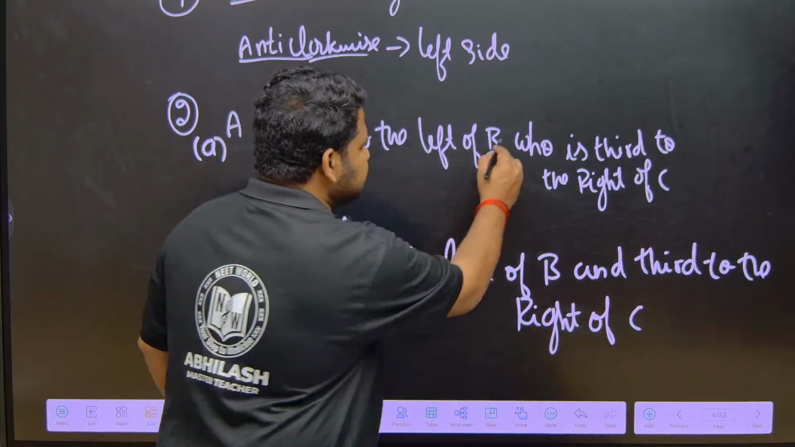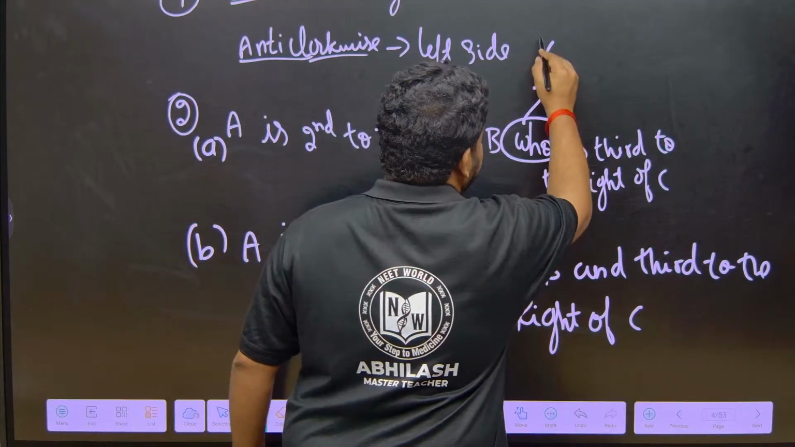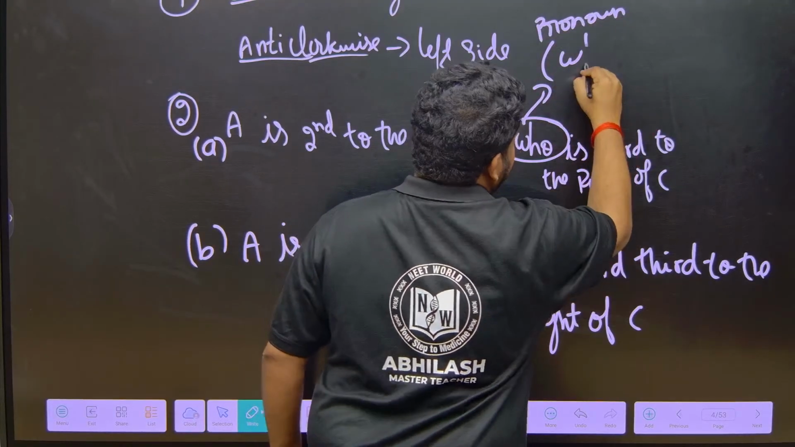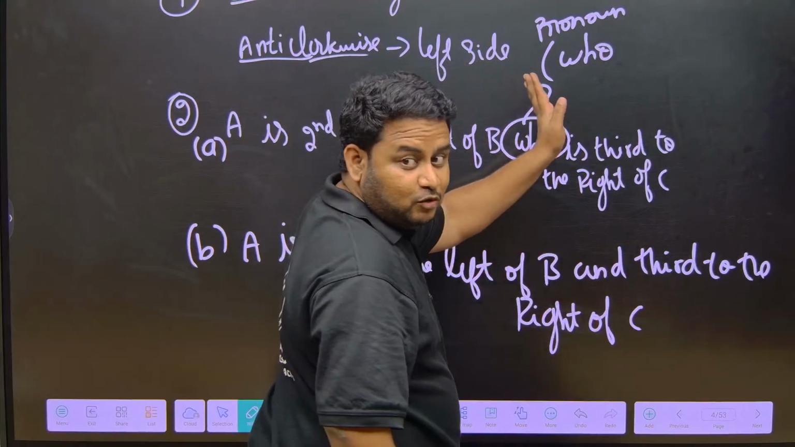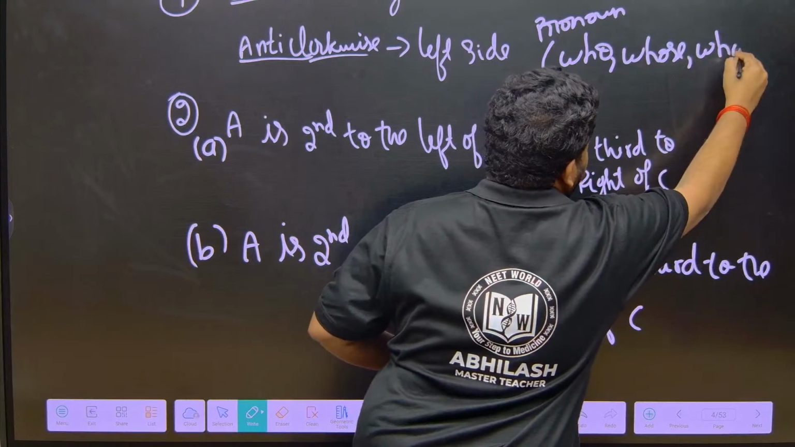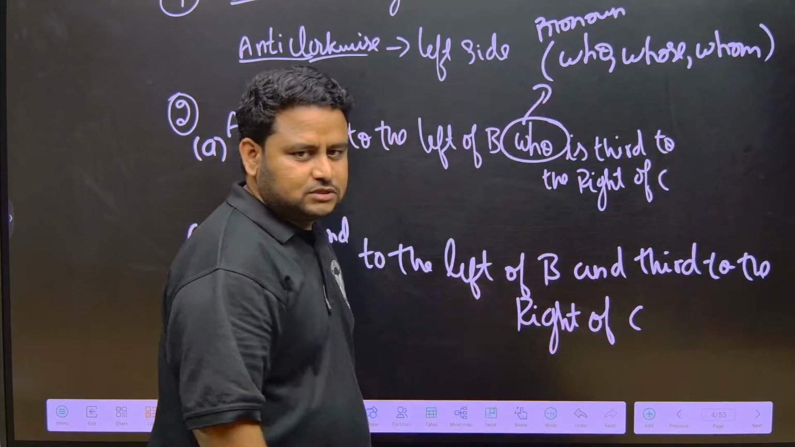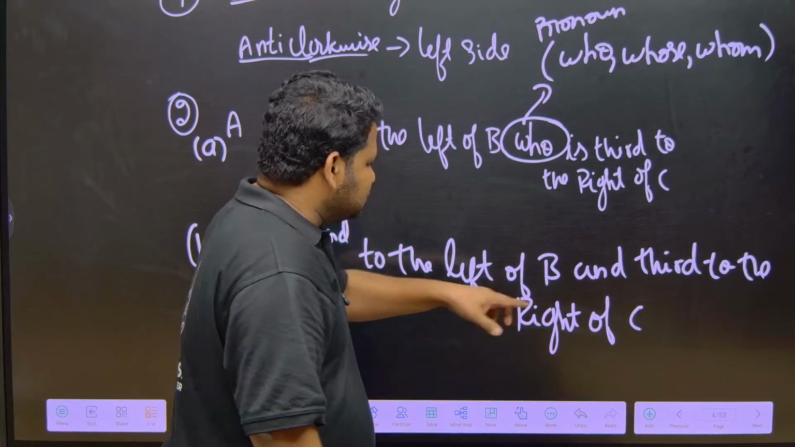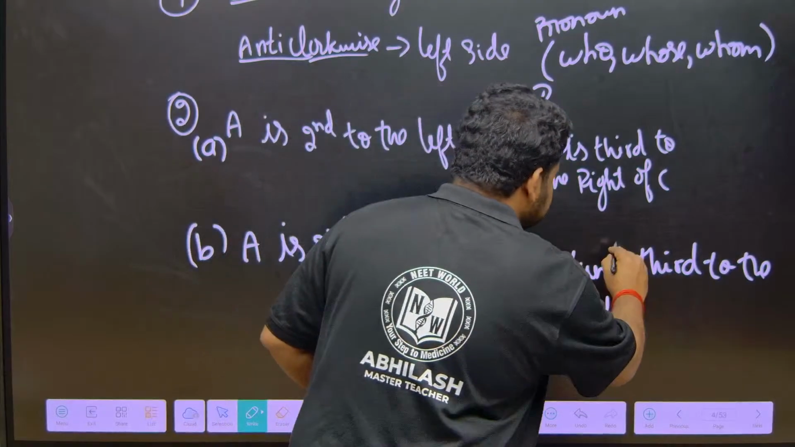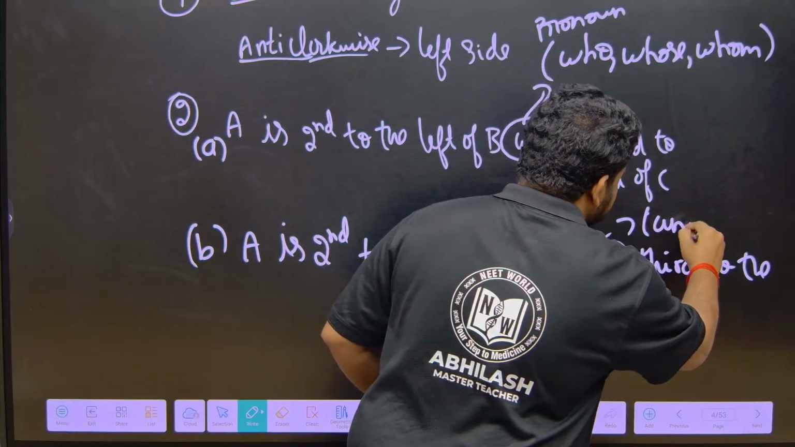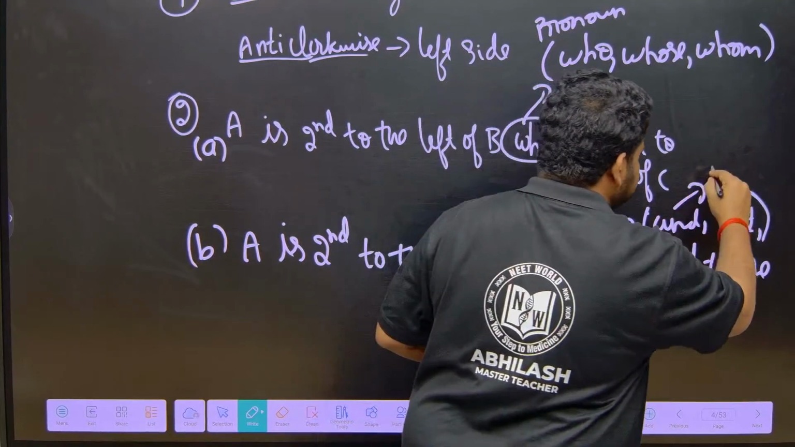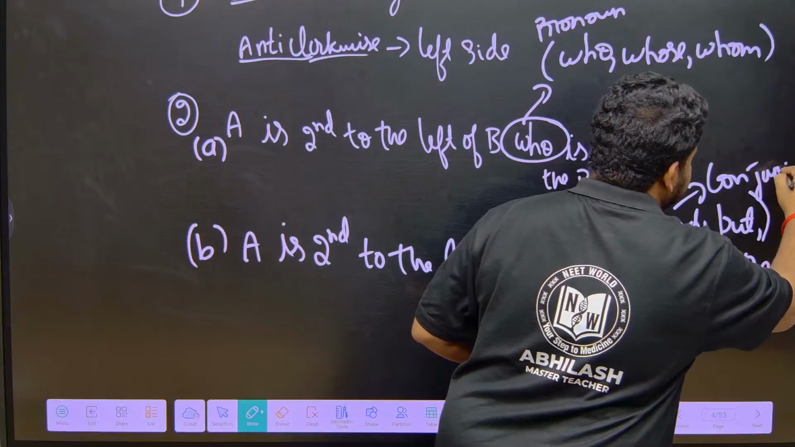Here what I am using? This is "who." It is nothing but a pronoun. I am not teaching English, but understand that this is a pronoun. They can use who, whose, whom, like this. English is also there for you, that will be taught by someone else. They can give a pronoun, or they can give and, but, like this. These are conjunctions. That is, they join two sentences.